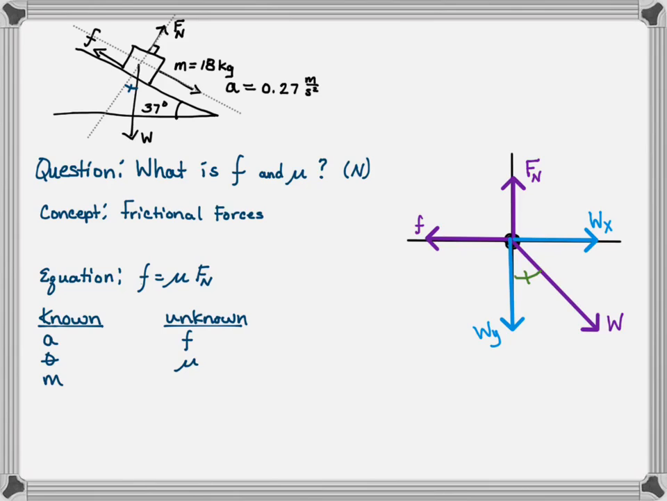So now we need to set up the plan. The units are fine. Mass is in kilograms and acceleration is in meters per second squared, so my units should turn out okay. We're going to start the plan with the equation we started with, F is equal to mu F_n. The frictional force is equal to the coefficient of friction times the normal force, but we don't know the normal force, we don't know the frictional force, and we don't know the coefficient of friction.